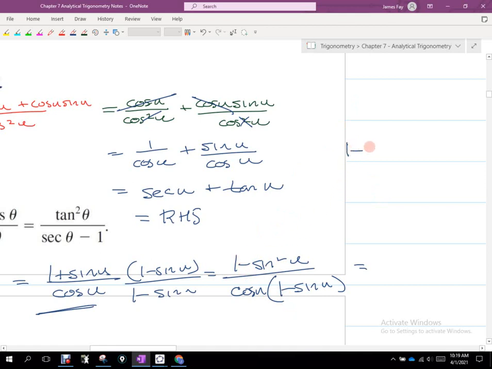Maybe I should ask it this way. What's 1 minus sine squared the same as? Cosine squared. So can I make that substitution, that is cosine squared u? And this is cosine u over 1 minus sine u.